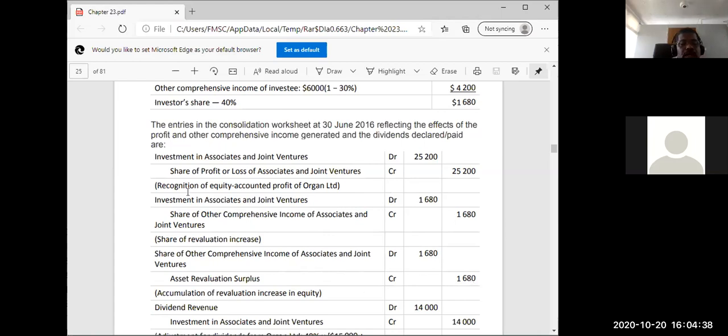Now what I want to communicate to you is that if you look at these four journal entries, you will see investment in joint venture, this and this. Now if you look at these two entries, this entry and this entry is what I call setting off share of other comprehensive income in credit here.